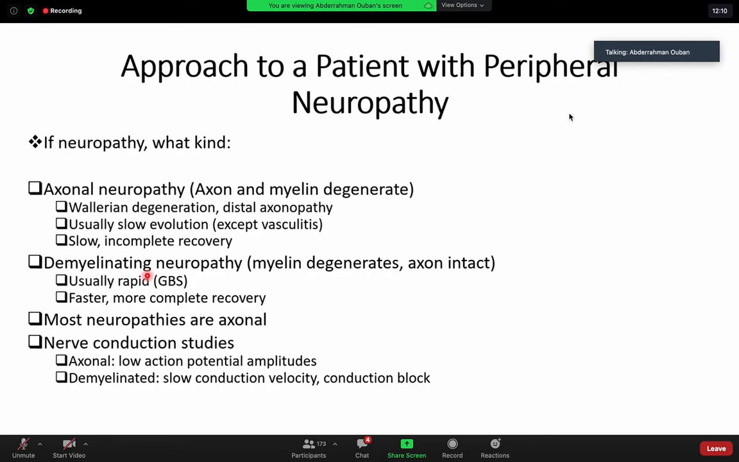Okay. Now, there are additional clues that could be obtained from the nerve conduction studies and EMG. Those are going to show low conduction velocity or conduction block in demyelinating neuropathies, and low action potential amplitude in axonal neuropathies. So the nerve conduction studies and EMG are going to also help you reach a diagnosis between axonal versus demyelinating neuropathies.